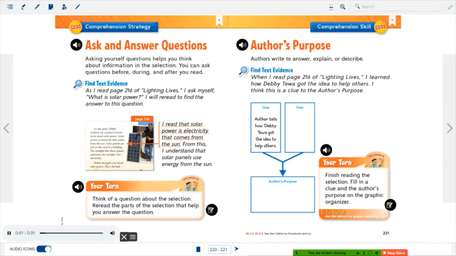Author's purpose. Authors write to answer, explain, or describe. Find text evidence. When I read page 216 of Lighting Lives, I learned how Debbie Tiwa got the idea to help others. I think this is a clue to the author's purpose. Graphic organizer. Clue: Author tells how Debbie Tiwa got the idea to help others.